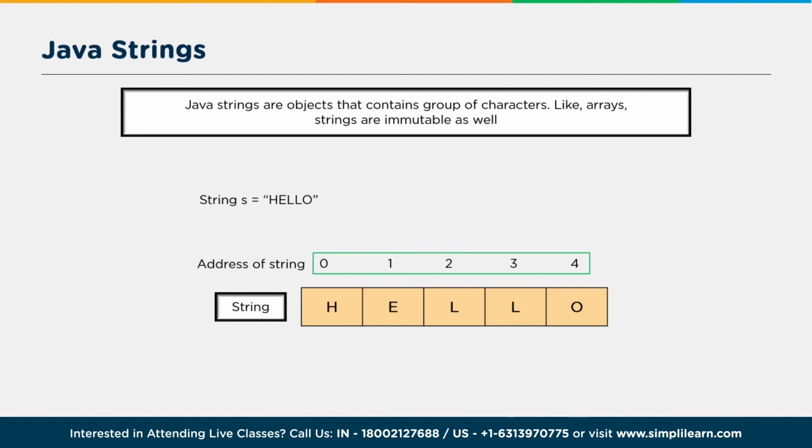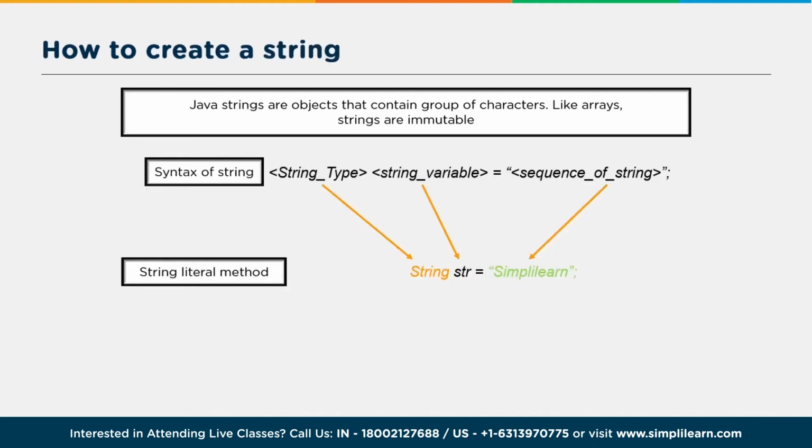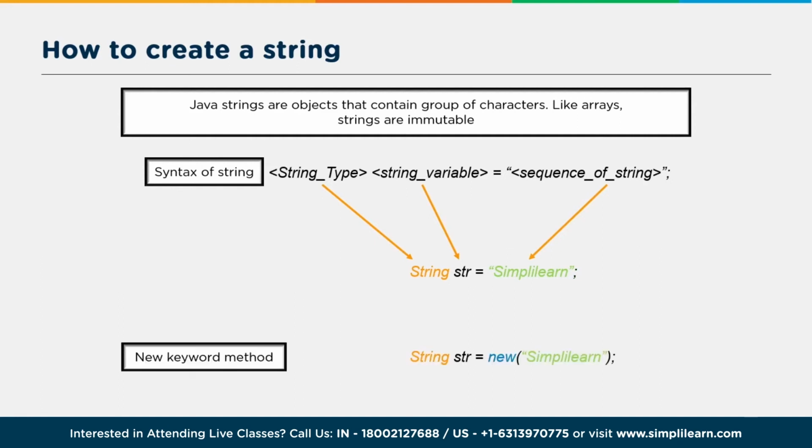Now let's move on to creating strings. There are two methods of creating a string: the string literal method and using the new operator. This is the syntax of a string on the screen. First, the string type, then the variable name is equal to a sequence of characters in double quotes. This is called the string literal method. For the new operator method, we use the new operator and the value of the string is given in the brackets.